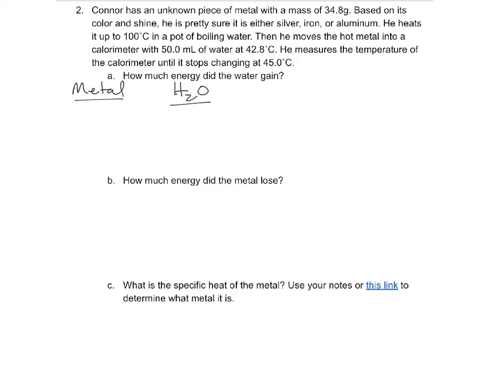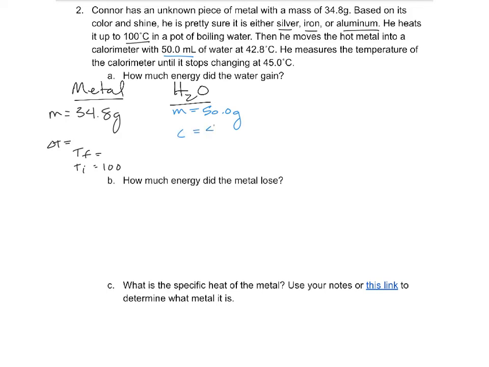So the metal has a mass of 34.8 grams. And we have at least a multiple choice question here. It's probably one of those 3. So the initial temperature, the temperature change relies on the final and the initial. So we know that it is heated up to 100 degrees. And then we keep track of all of the water. So the water has a mass of 50 milliliters, which means that the mass is 50 grams.